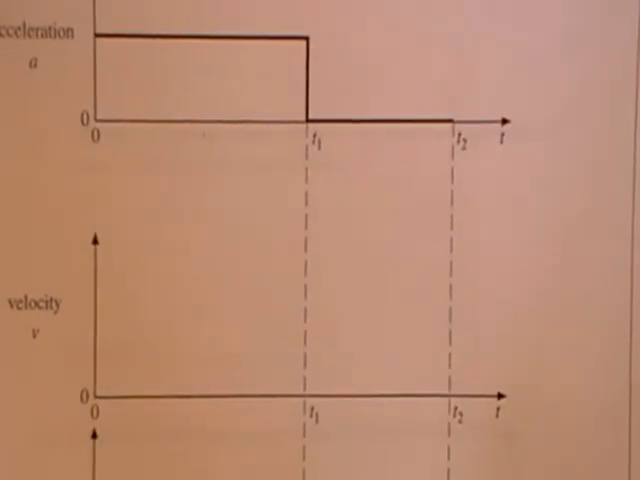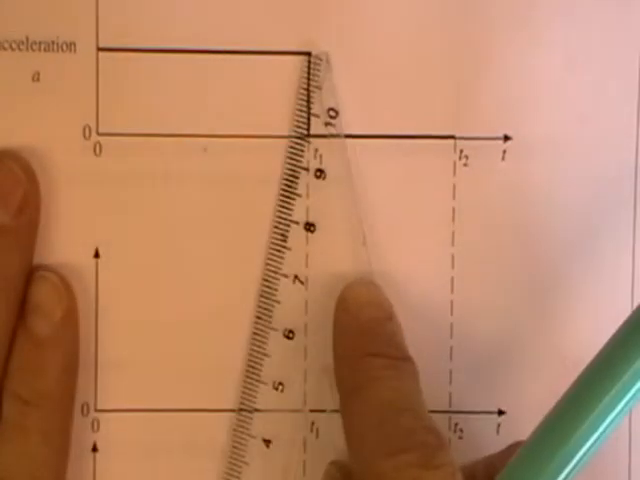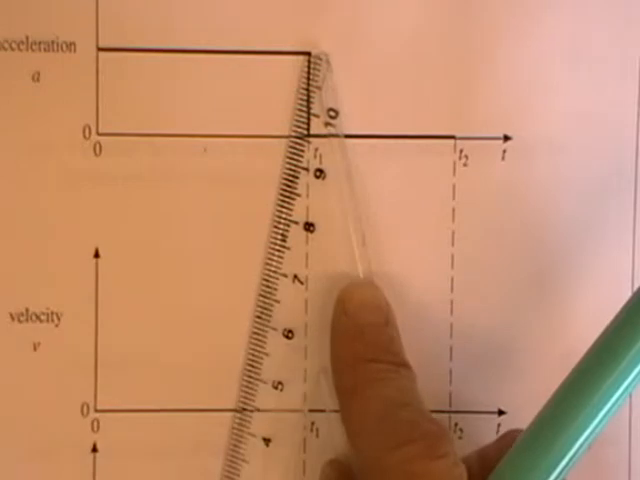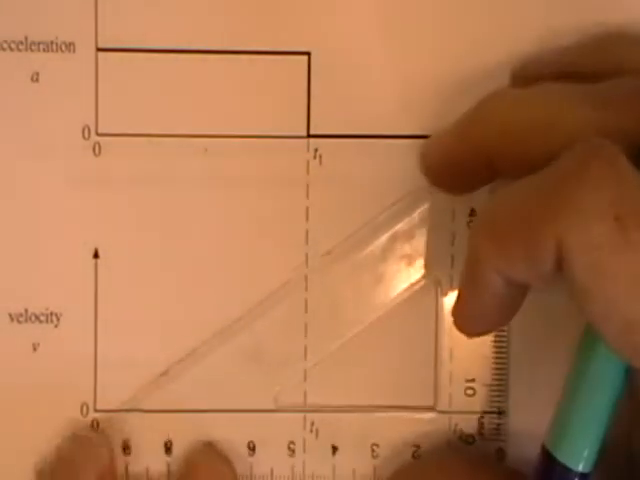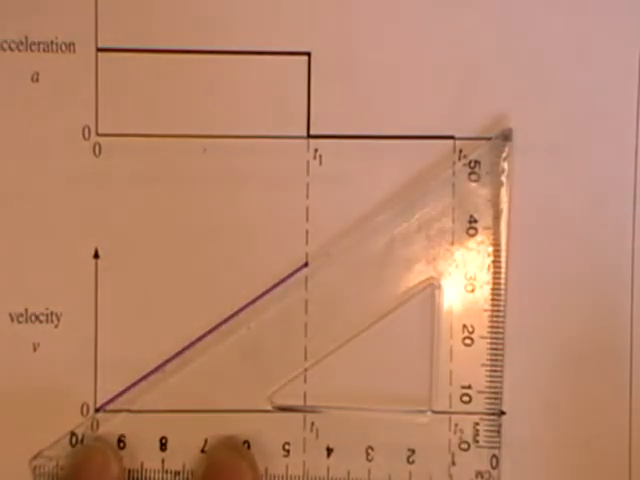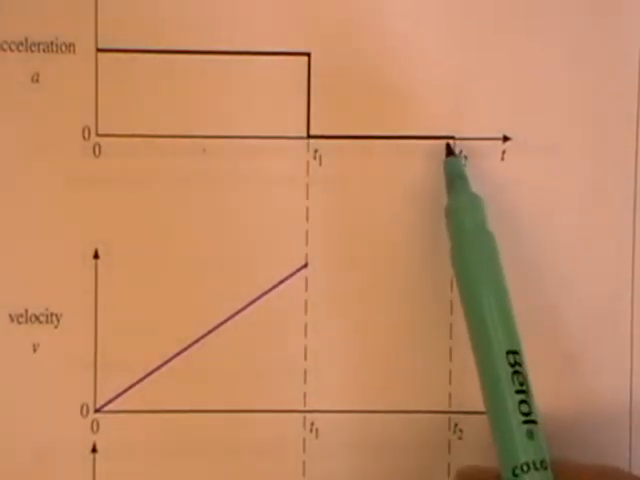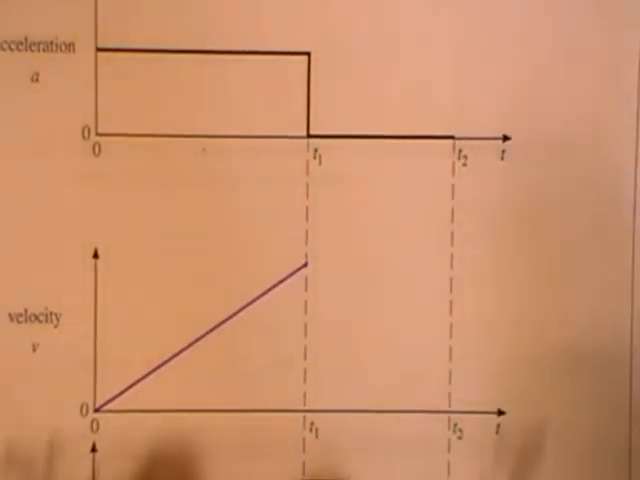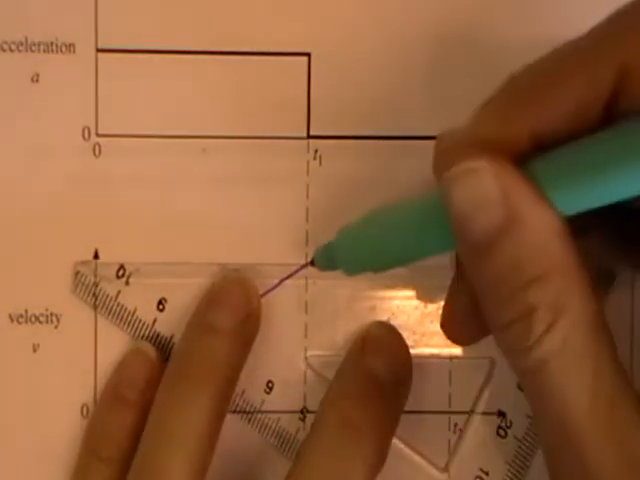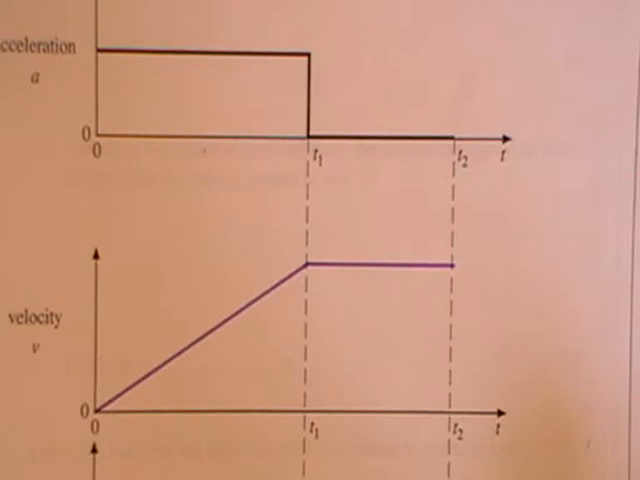So first of all, the velocity v. You can see here that the acceleration has got a constant value, and that means that the velocity is constantly increasing. So therefore it's got a positive gradient, but it's constant because acceleration is constant. You can see then from time t1 to t2, its acceleration is 0. That means it's travelling at a constant velocity. And that's the first part of the graph.